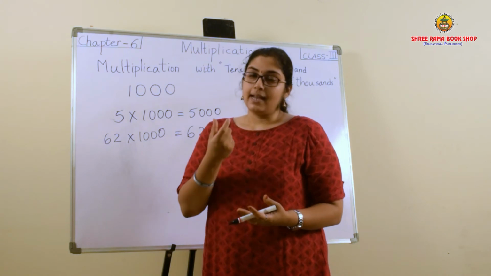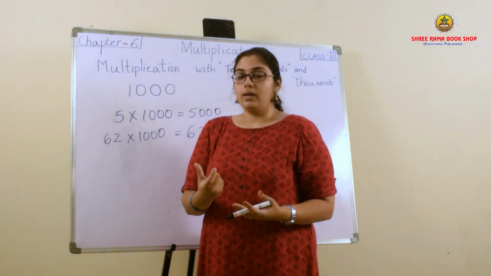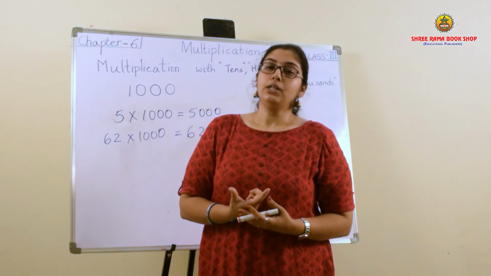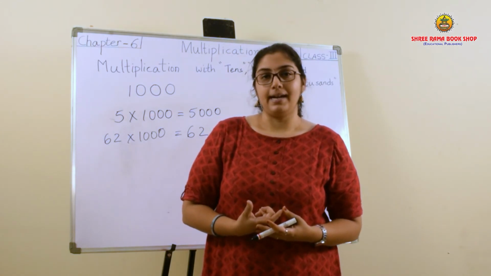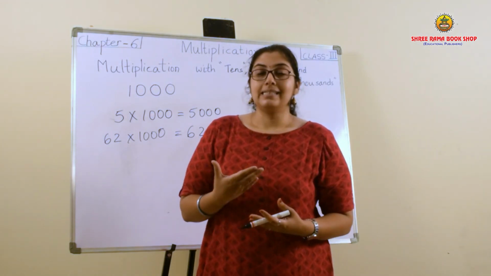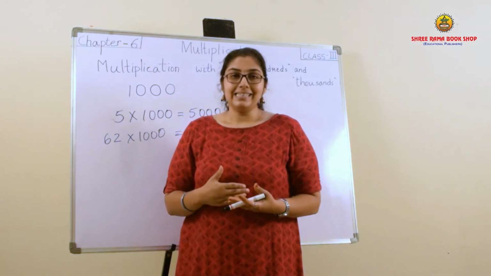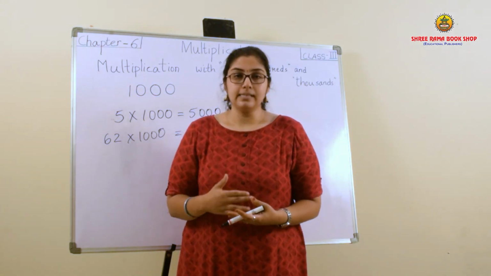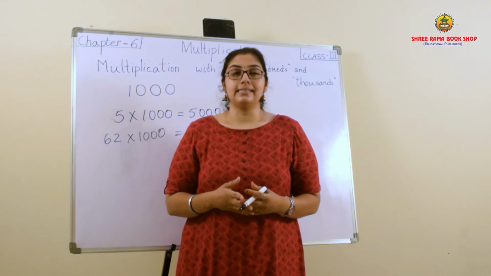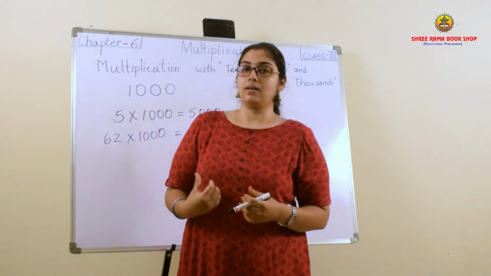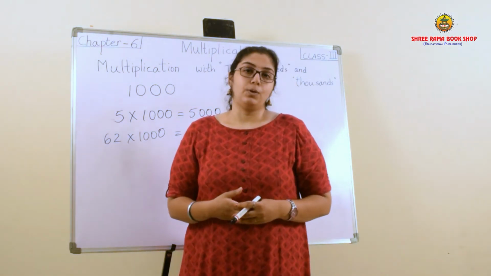If it is 10, then I'll add only a single zero. If it is 100, I'll be adding 2 zeros. If it is 1000, I'll be adding 3 zeros. So this is how you multiply with tens, hundreds and thousands. Children, there is an exercise in your textbook after this concept. So please go through it and practice it.